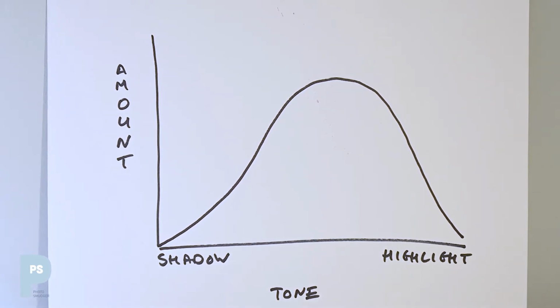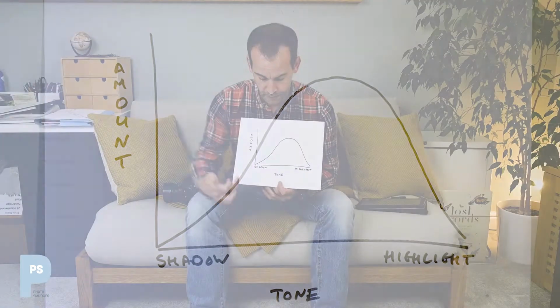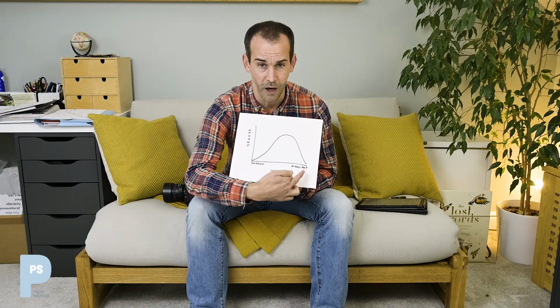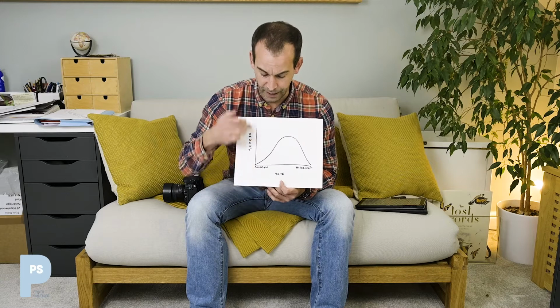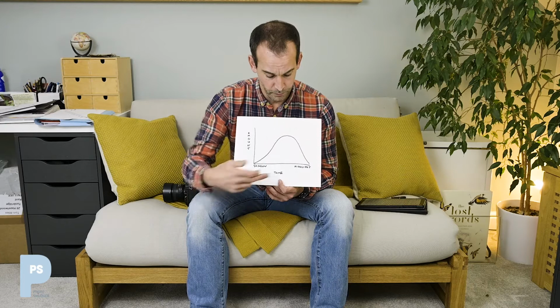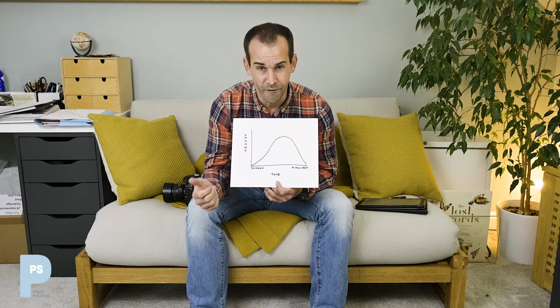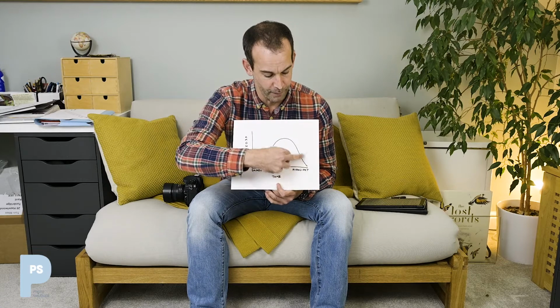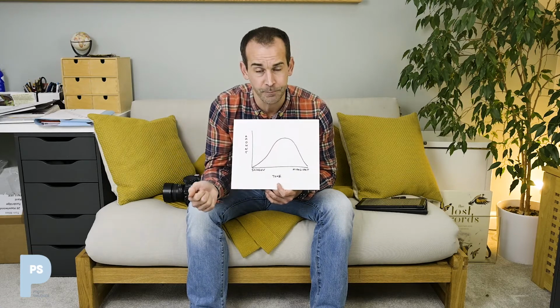What you've got, like I say, is a bar graph. Along here, you've got the tones in your image, from shadows all the way up to highlights. And on this axis, on the y-axis of the graph, you've got the amount. So what we have here is a histogram showing a very average image, with most of the tones grouped around midtones, not many highlights, not many shadows.